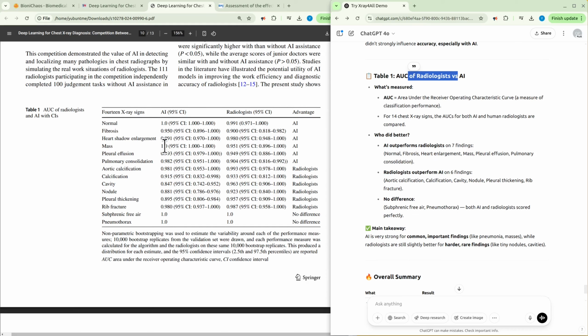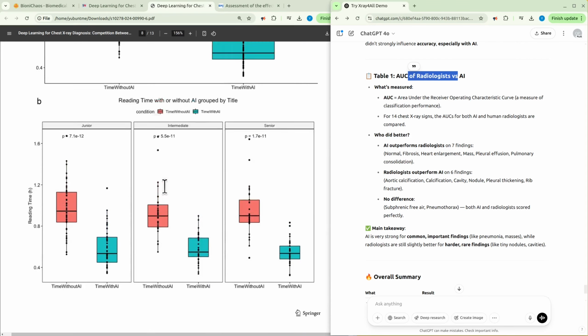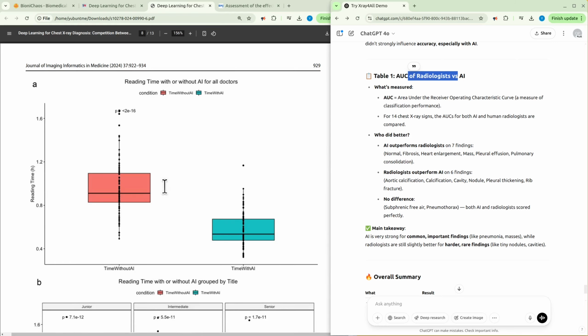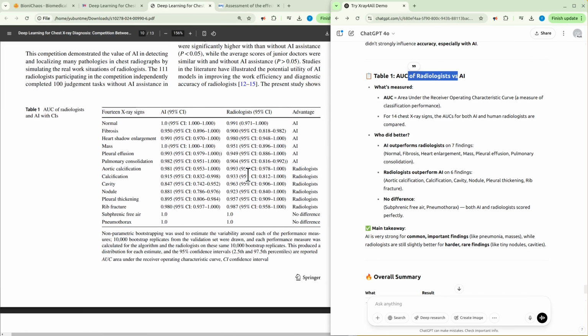Big overview, critical summary and issues. Strengths: the study thoroughly evaluates AI's impact on both accuracy and efficiency across different radiologist experience levels. Statistical rigor: the low p-values and confidence intervals provide strong evidence for the benefits of AI assistance. Broad applicability: the improvements in both speed and accuracy suggest that AI could be a valuable tool in clinical practice. Potential issues: while AI excels in common findings, radiologists still outperform AI in more complex or nuanced cases, indicating that human expertise remains crucial.